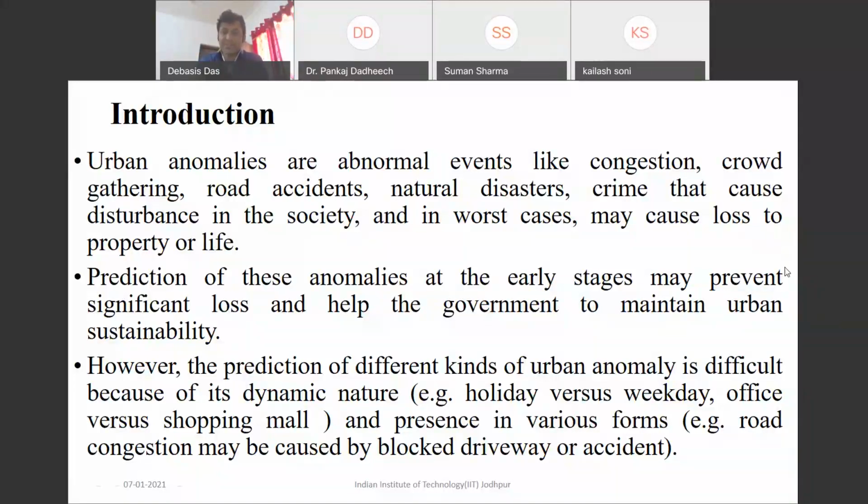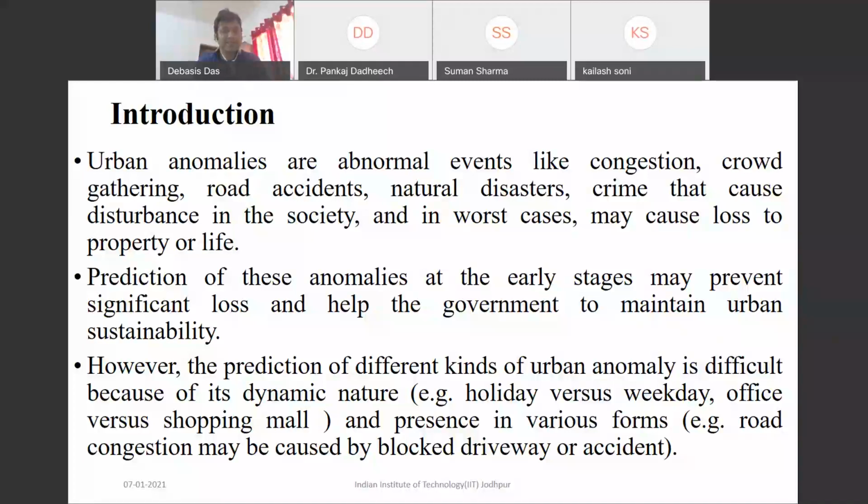Now, the prediction of those anomalies, why is this needed? Prediction of these anomalies at an early stage may prevent some significant loss and help the government to maintain urban sustainability. So what is our objective? The anomalies are clear. Now why do we want to predict those anomalies? If we identify those anomalies at an early stage, then there is a possibility to prevent significant loss and help the government maintain urban sustainability, like in the case of accidents and in the case of crowd gatherings.